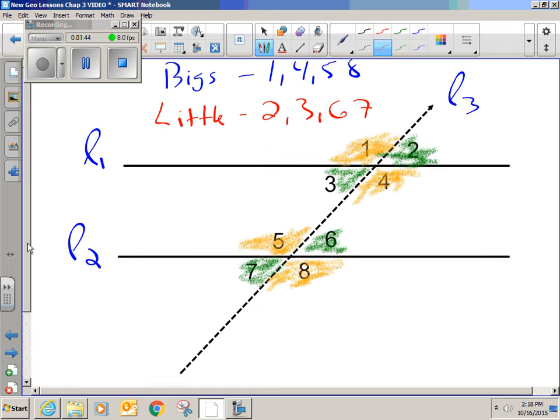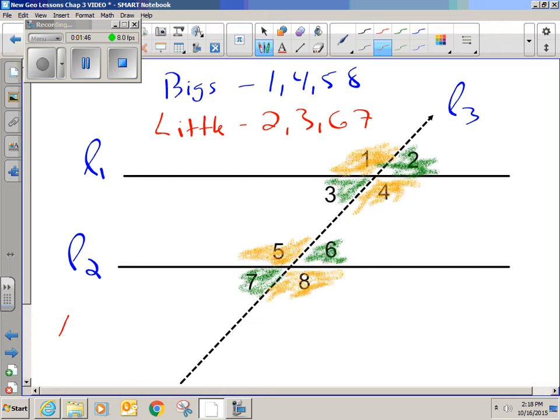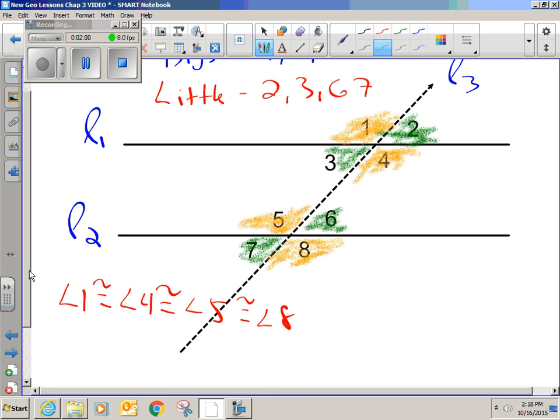All the bigs are equal to all the other bigs. So angle 1 is congruent to angle 4, which is congruent to angle 5, which is congruent also now to angle 8. And lastly, all the littles are equal to all the other little angles. So angle 2 is congruent to angle 3, which is congruent to angle 6, which is congruent to angle 7. And lastly, the third thing that Fred says, any big plus any little is equal to 180.